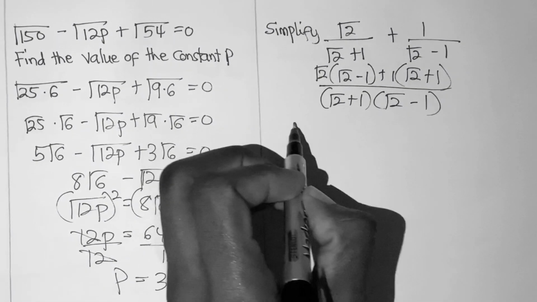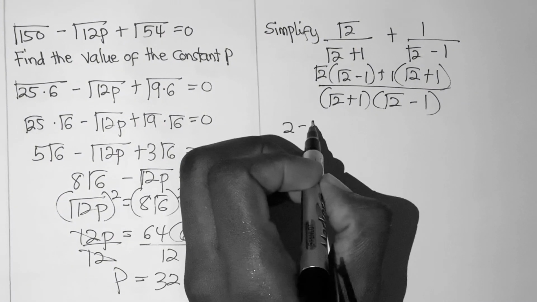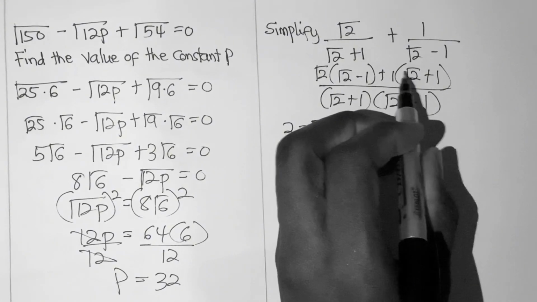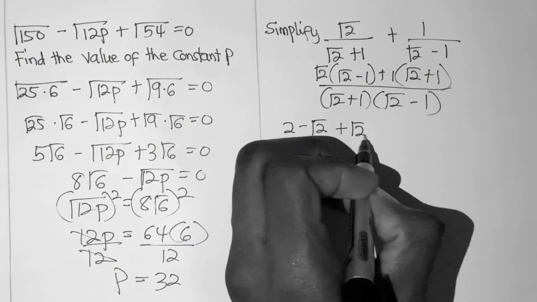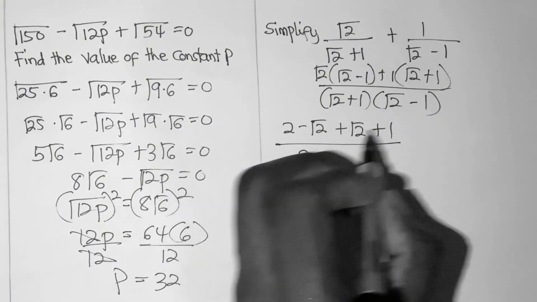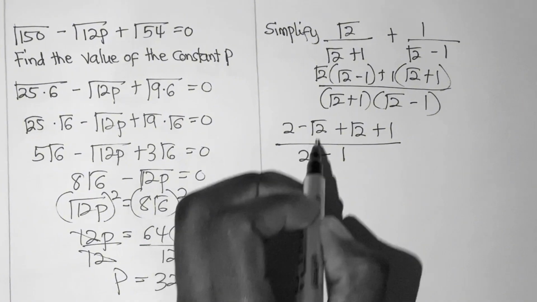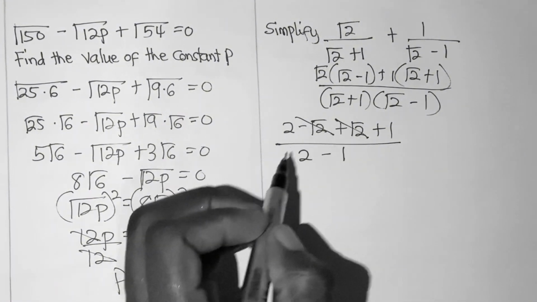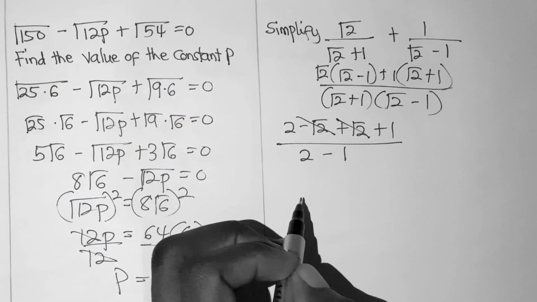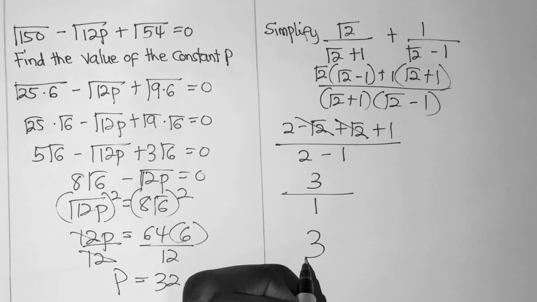So square root of 2 times square root of 2 is 2. Then minus 1 times root 2 is minus root 2. Then 1 times root 2 is plus root 2. Then 1 times 1 is 1, divided by square root of 2 squared, which is 2. Then 1 times minus 1 is minus 1. So plus root 2 minus root 2 cancel out. 2 plus 1 is 3, divided by 2 minus 1 is 1. So the answer is 3.